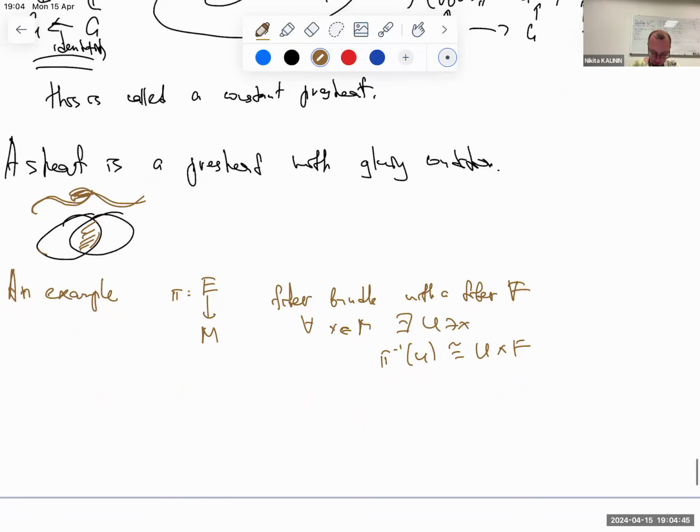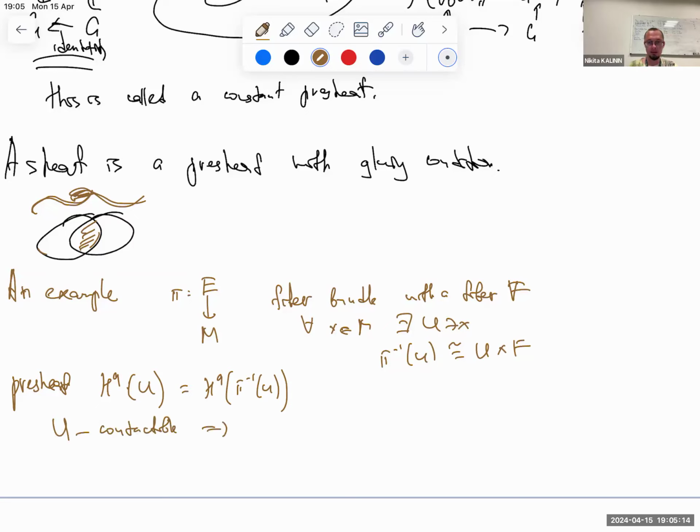And then, define the following presheaf, which is denoted by H^q. By definition, H^q of U will be equal to the q-th cohomology of pi minus 1 of U. So if U is contractible, then the cohomology of pi minus 1 of U will be equal to H^q of U cross F, equal to H^q of F.